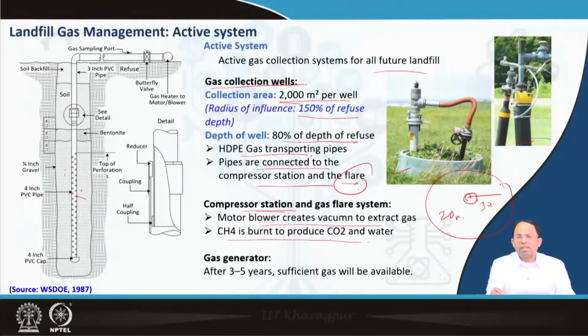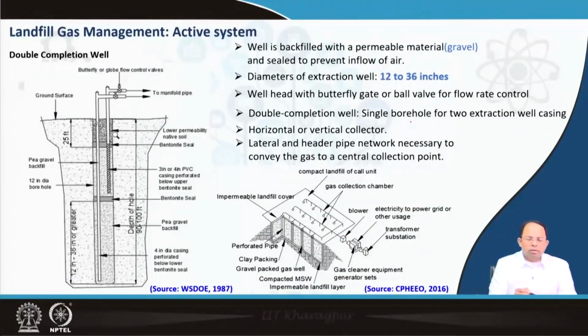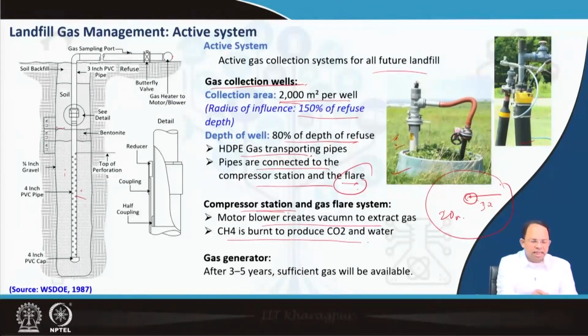So this is above the landfill site. The top cover of the landfill has the vegetation layer where grass is grown, and you can see the gas collection well sticking out of it, right? So the well is backfilled with permeable material, gravel, and sealed to prevent inflow of air. So we seal it so that air doesn't move inside, and also gas doesn't move directly above. It has to come through the pipe. So in the earlier image also you have seen that there is a sealing done, right?